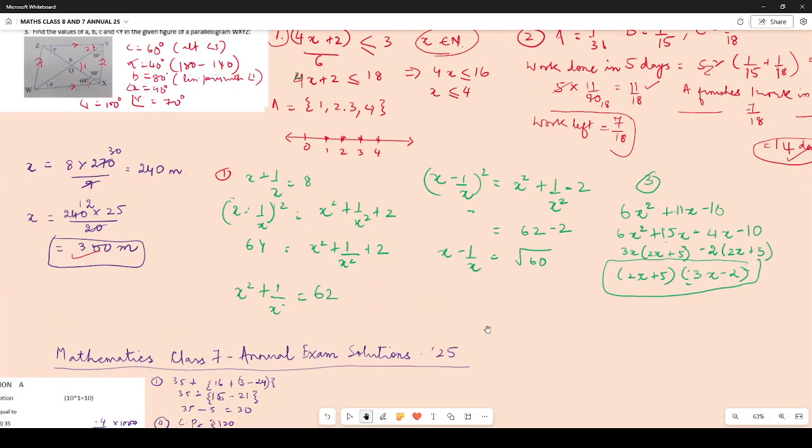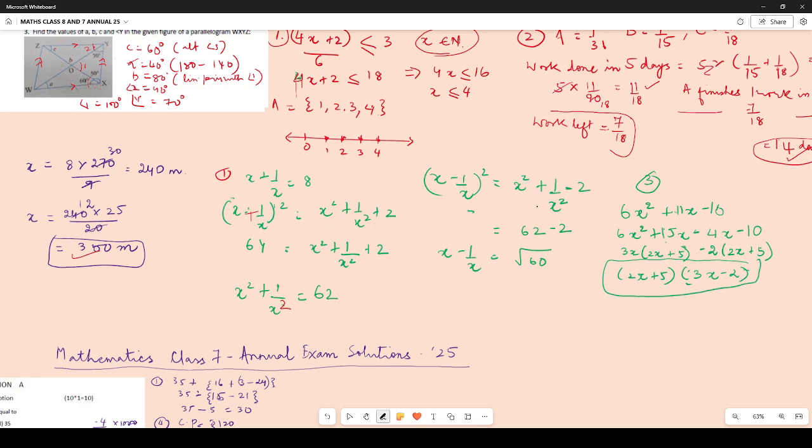यस यहाँ पर है x प्लस 1/x इज इक्वल टू 8, x माइनस 1/x होल स्क्वायर इज इक्वल टू एक्स स्क्वायर प्लस 1/x, x प्लस 1/x होल स्क्वायर इज इक्वल टू एक्स स्क्वायर प्लस 1/x स्क्वायर प्लस 2. 64 इज इक्वल टू एक्स स्क्वायर प्लस 1/x स्क्वायर प्लस 2. एक्स स्क्वायर प्लस 1/x स्क्वायर की वैल्यू हो जाती है 62. 2 यहाँ जाने से माइनस हो गया. अब x माइनस 1/x होल स्क्वायर क्या है, इज इक्वल टू एक्स स्क्वायर प्लस 1/x स्क्वायर माइनस 2.